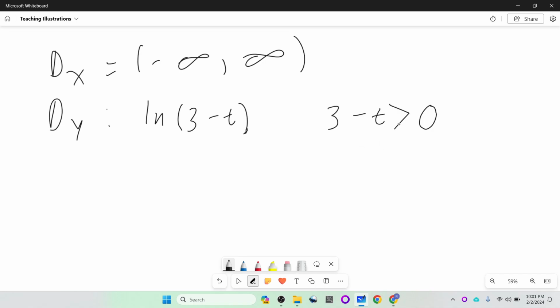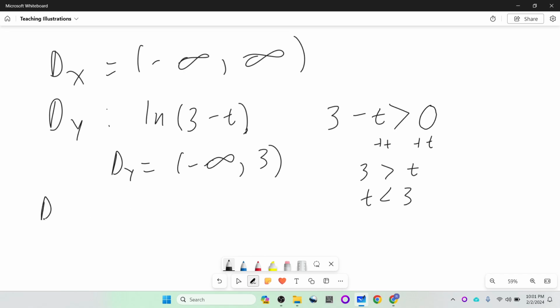So we can add the t over to the other side. 3 is greater than t. Or if you want to flip it around, t is less than 3. The arrow is pointing at the t in both cases, so this means the same thing. So the domain is t less than 3, so negative infinity to 3. And for z, the function was square root of t. So for the domain of z, we need t to be greater than or equal to 0. So it's 0 to infinity.